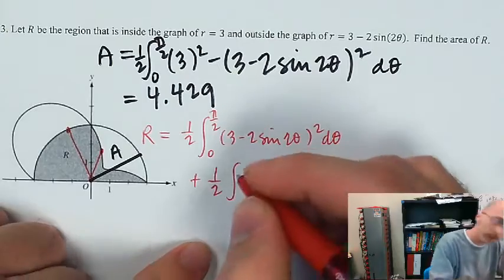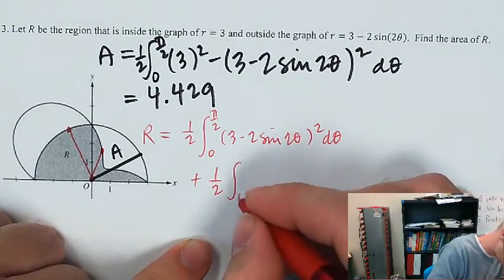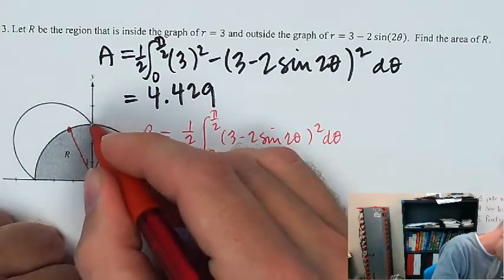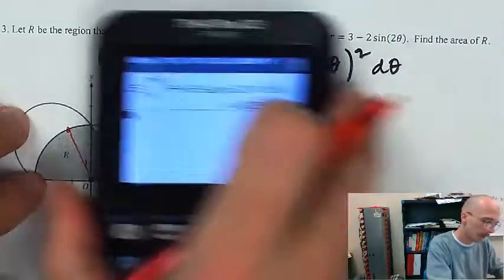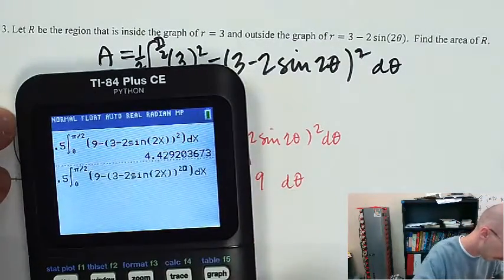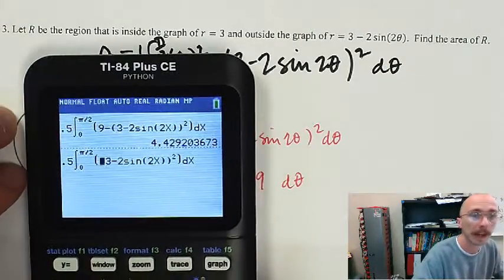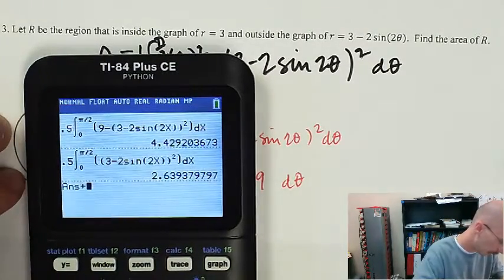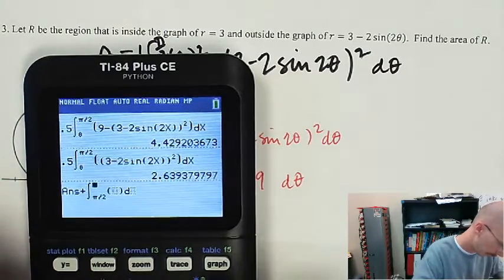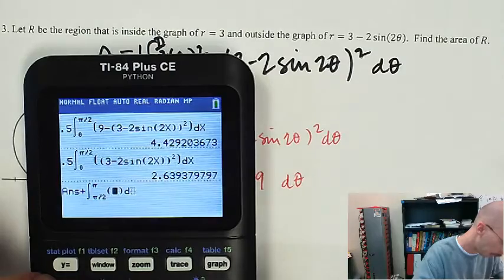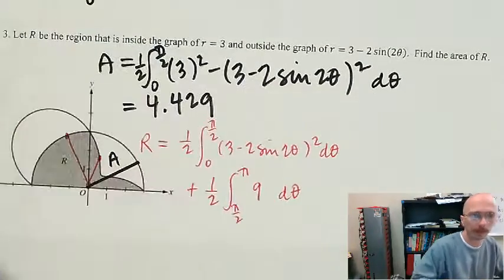But I'm really focused on the integrals today, so I'm just going to do everything with an integral. So half of the integral from pi over 2 to pi, right? That's pi over 2. This is pi. Of r squared, which is 9, d theta. Now, I can probably save myself some typing by just clearing out the 9 minus and getting that, and then adding to it the integral from pi over 2 up to pi of r squared, which is 9, d theta. And then you'll get 16.777.